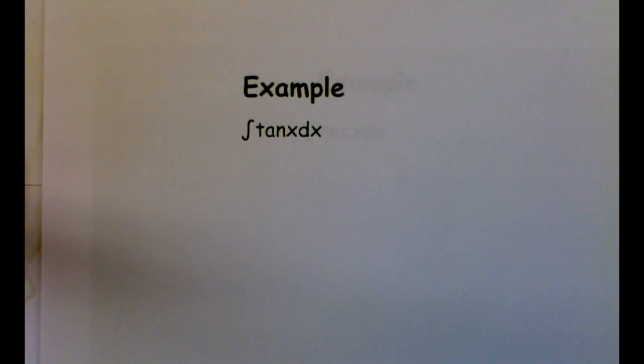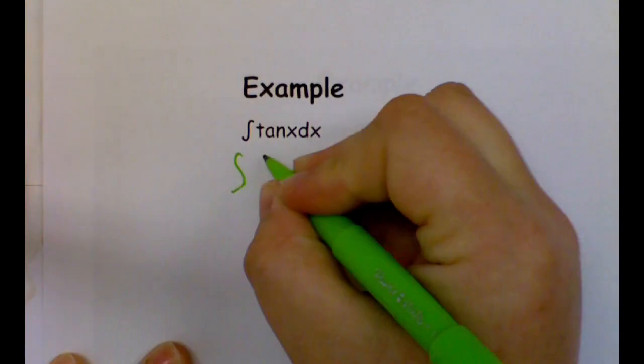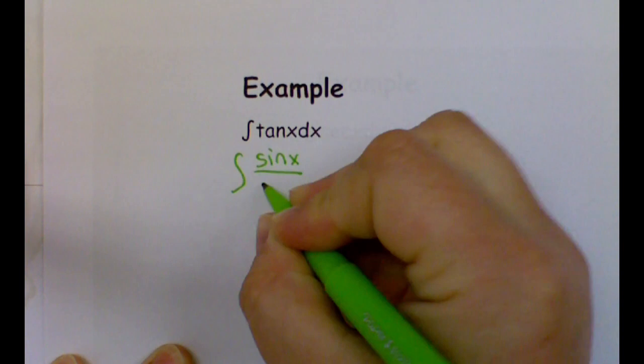The antiderivative of tangent of x dx. We do not have a trig rule that uses this one, but I do know that tangent is sine of x over cosine of x.